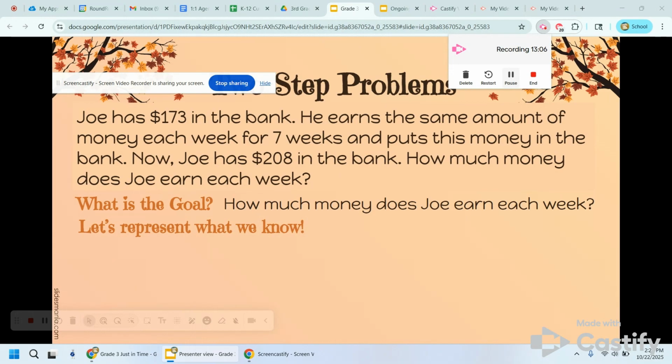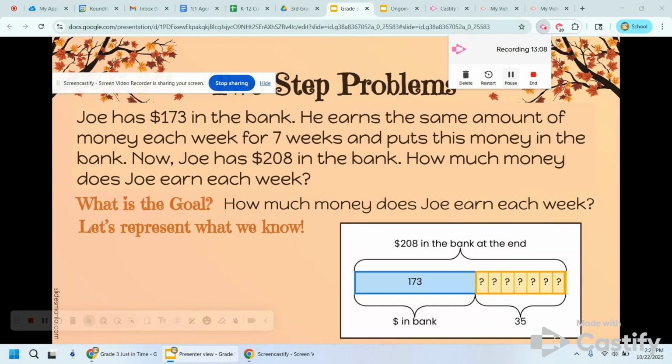For that second step, we're going to represent what we know. So now we know that he had $208 in the bank at the end. He started with 173. We know that this part over here is a total of 35, but that's over the course of 7 weeks. So I'm going to take that part and separate it into 7 pieces. And that's the part I'm going to focus on.